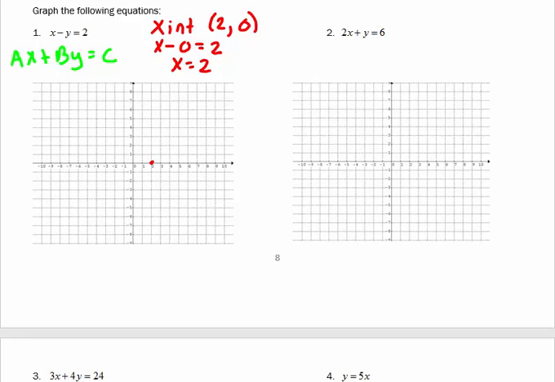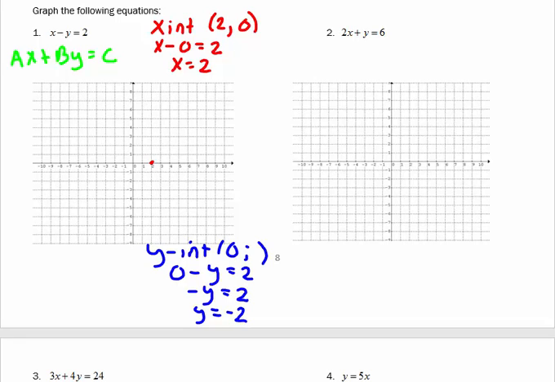Now, to find the y-intercept, you're going to let x be 0. Plugging into the original equation, you get 0 minus y equals 2. So negative y equals 2. Multiply both sides by negative 1, so y is going to equal negative 2. So my y-intercept is (0, -2).